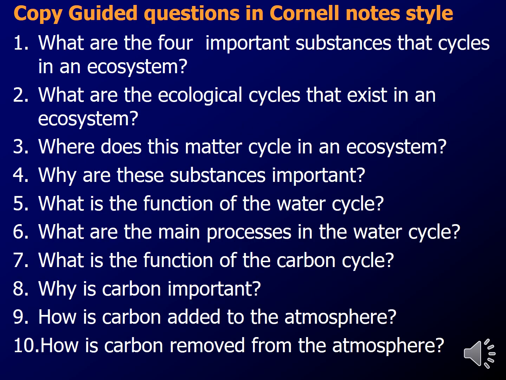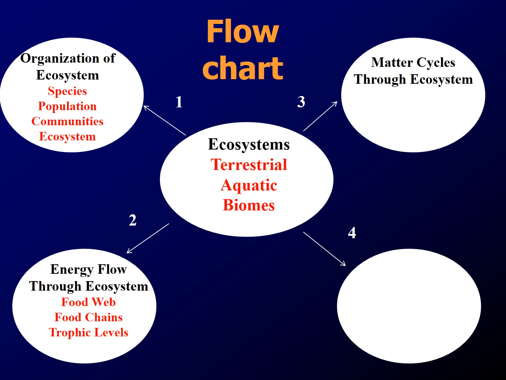In your notebook, copy the guided questions in Cornell Note style. As you go through the PowerPoint, answer the questions. At the conclusion of this PowerPoint, show your teacher your answers. Locate your ecosystem flowchart. In the oval labeled number 3, copy the appropriate heading.